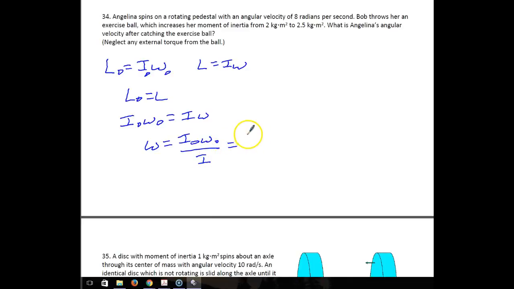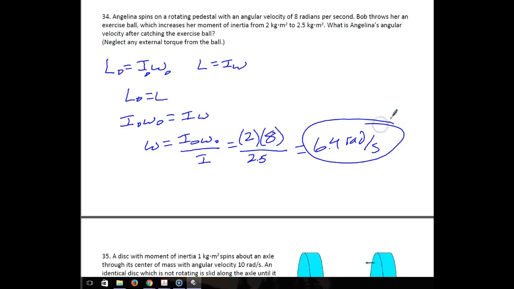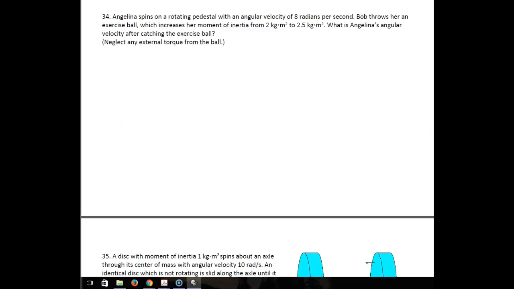We know we started with 2 kilogram meter squared of inertia, and our original speed was 8. Down on the bottom, we now have 2.5 kilogram meter squared of rotational inertia. So if I multiply all those things together, I get 6.4, and this is radians per second, and that is my final speed.